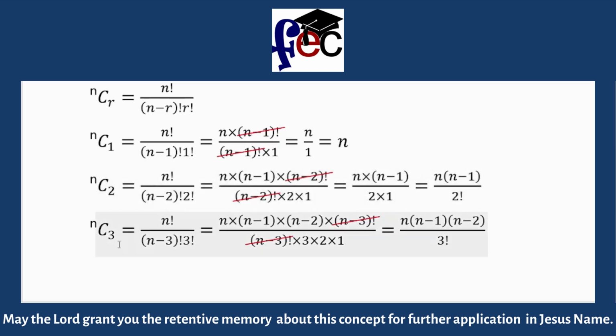Now nC3 is the same thing as n factorial divided by the product of (n minus 3) factorial and 3 factorial.